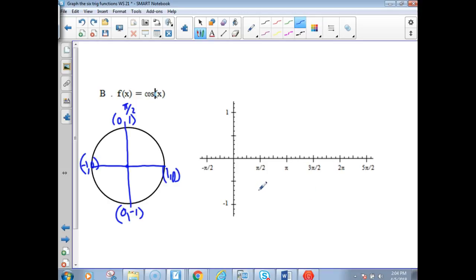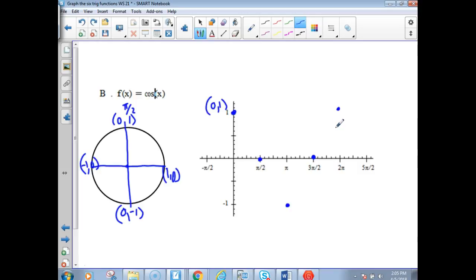Okay, so let's just quick figure out what this graph's going to look like. What is the cosine at 0? 1. So it starts here. That's the point 0, 1. What's the cosine at pi over 2? 0. What is the cosine at pi? Negative 1. So it's down here. And cosine at 3 pi over 2 is back to 0. And then at 2 pi, it's 1.